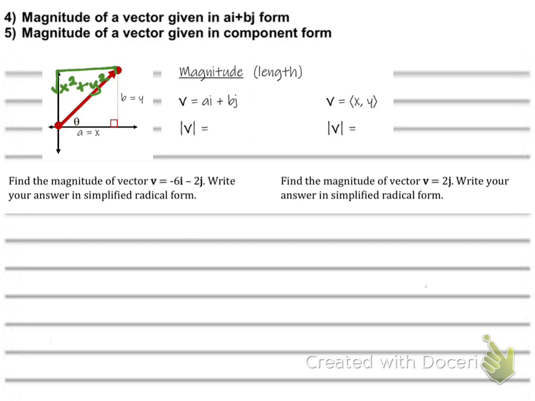So if your vector's written in ai plus bj form, these bars here, kind of like absolute value bars, that's our notation for magnitude. So that's what tells you that you're finding the magnitude. If it's written in ai plus bj form, it would be the square root of a squared plus b squared. And if it's written in component form, that's x, y, it's the square root of x squared plus y squared.